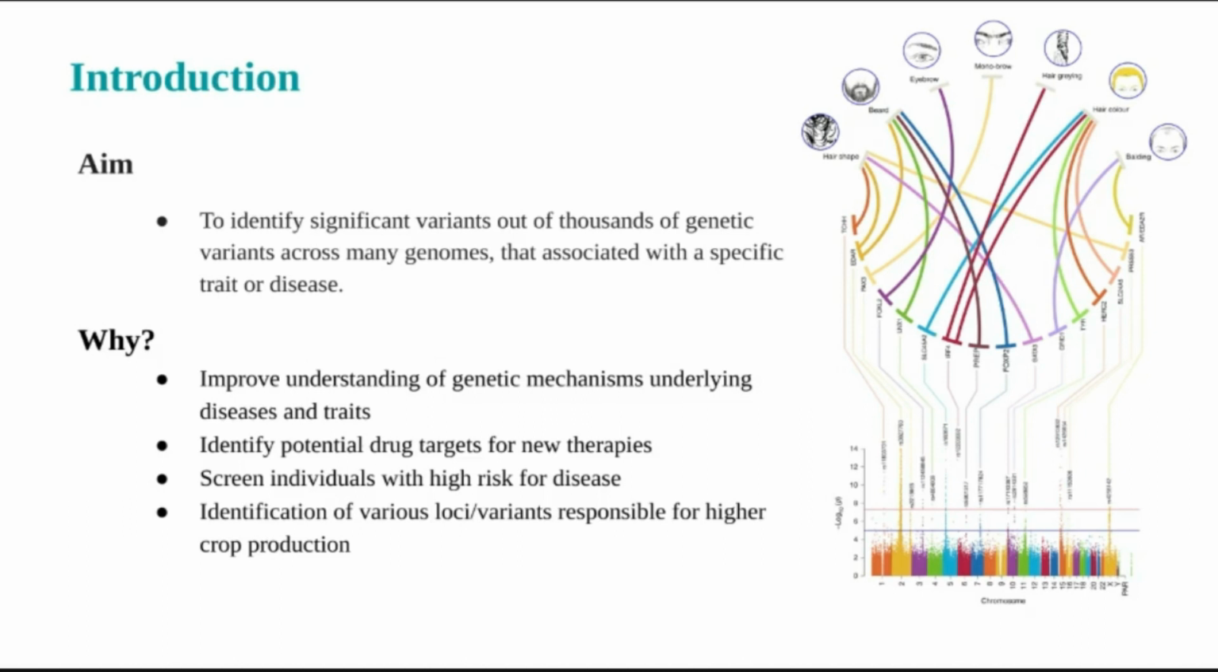Significant means it should qualify some important criteria. Once they follow that particular criteria, they will come as a significant variant. And how are the variants called for each individual species? I told you, we have a reference and we have samples over there. We can find out the variants across multiple species also.